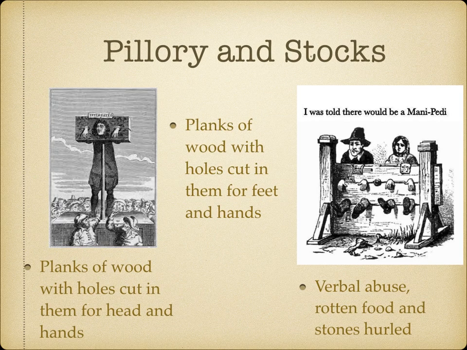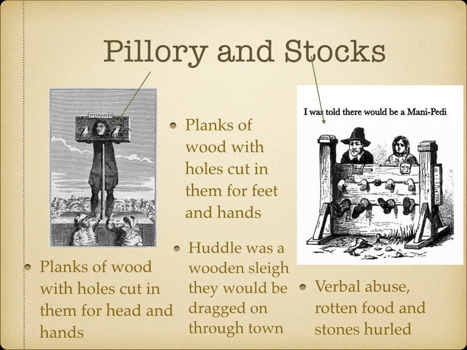The vices, such as these, the stocks, which were planks of wood with holes cut in them for people's feet and hands, and pillories, which had holes cut for the head and hands while the person stood, were used where people would be attacked with verbal abuse, rotten food, and even stones would be thrown at them as well. So if you were a butcher or a carpenter or a baker and were found to be deliberately selling bad products, you could end up in the stocks or the pillory.